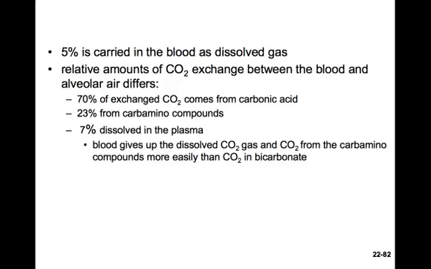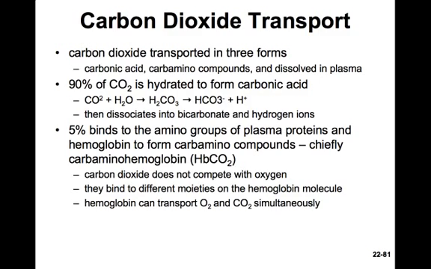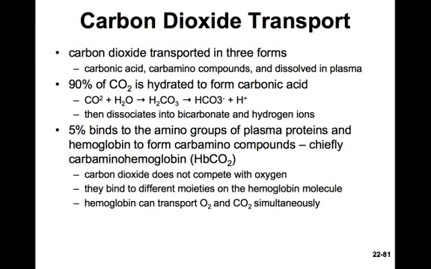70% of the exchanged CO2 comes from carbonic acid, and 23% of it comes from the carbamino compounds. 7% comes from dissolved plasma. So this is as we exchange between the blood and the alveolar air. You notice the percentages were very different for how it's carried. But what this tells us is that blood will give up dissolved CO2 gas and the CO2 that's being carried on hemoglobin much more easily than it'll be given up from this bicarbonate ion.